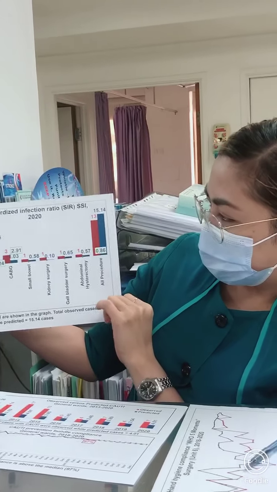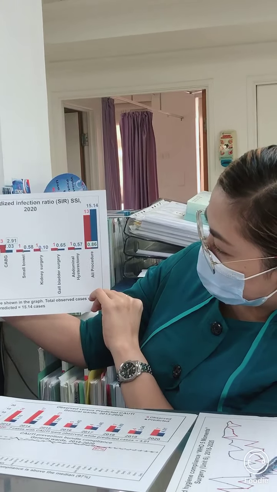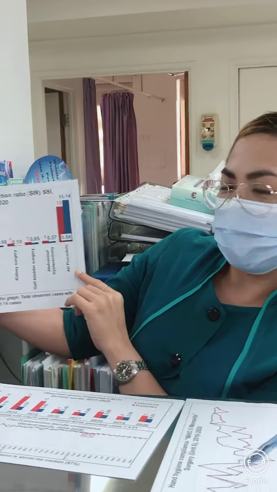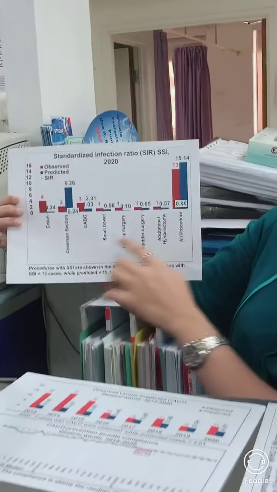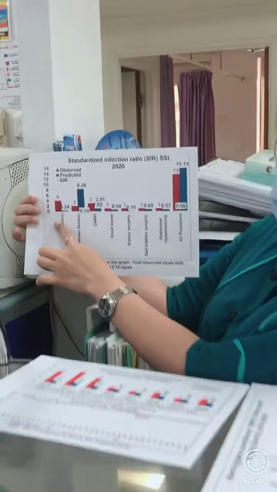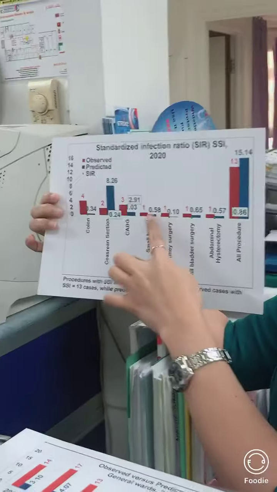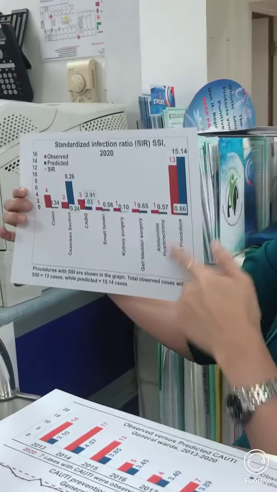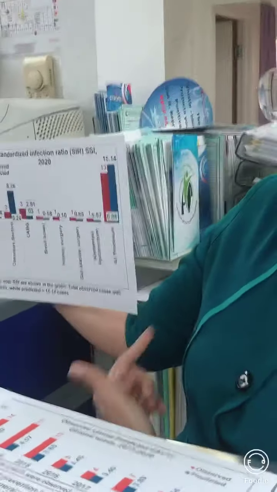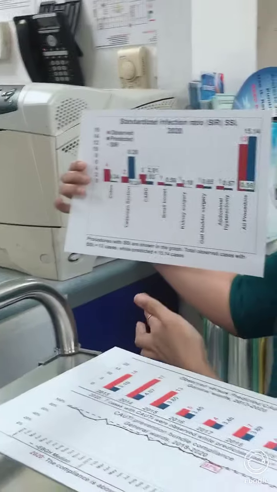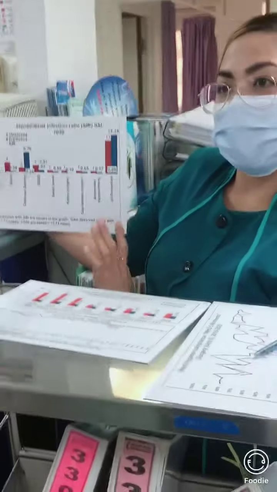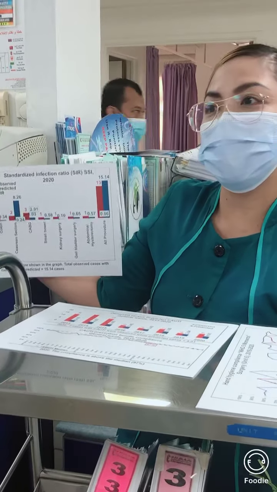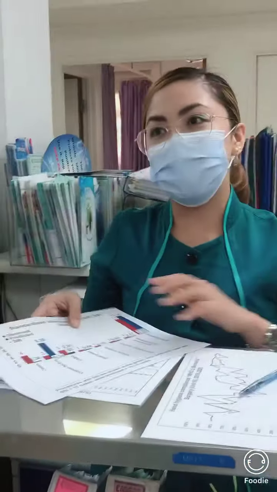What's All? This one, this is the total. All procedure. These are the procedures by number of how many SSI developed. Well, these are the total of all the procedures done. Okay, but the predicted is still 15.14, below the observed, but still 13 is a high number.